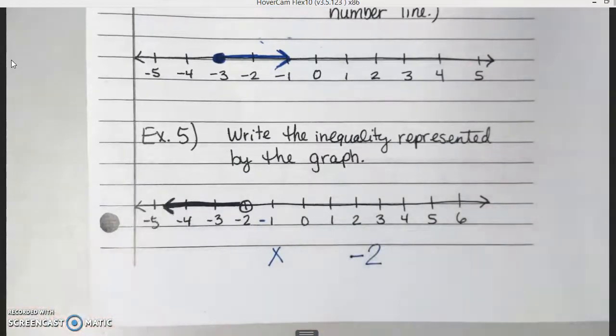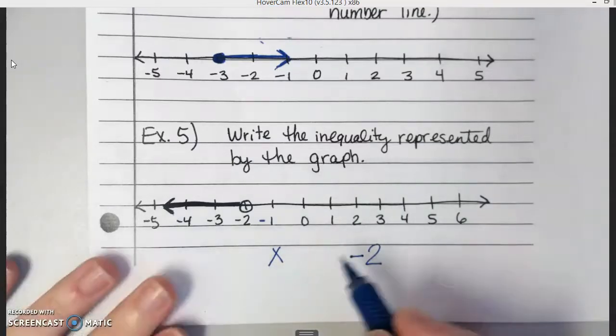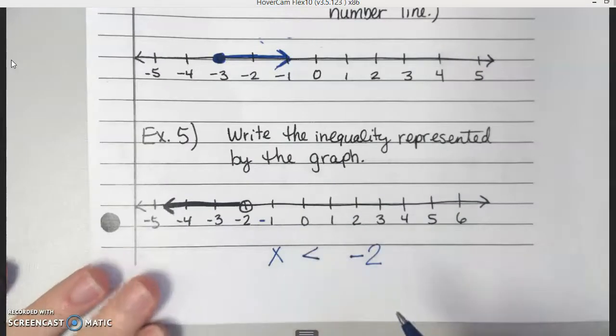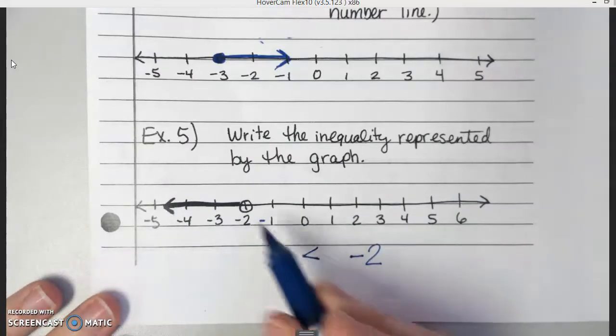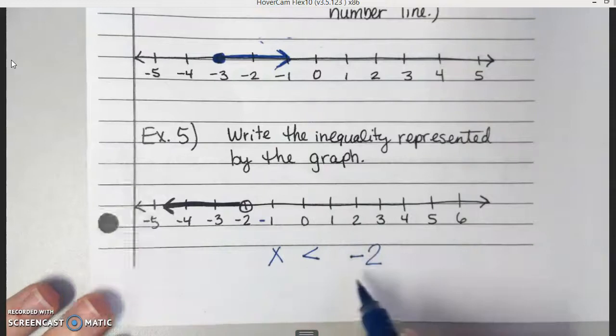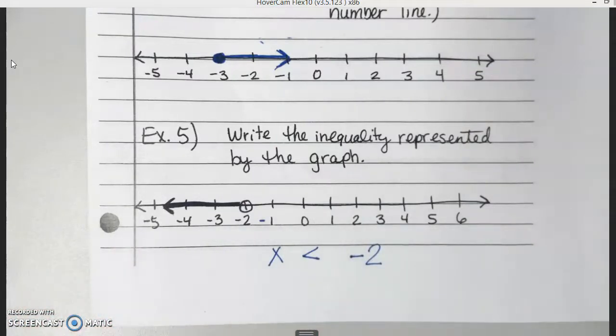So now I've just got to decide which inequality symbol I need. It's saying it's less than. Is it equal to? No, because it's open. So this is it: x is less than -2. And when you're doing the ones where you have to write the inequality, you'll typically put the variable first and put the number last. Okay? Any questions on those?